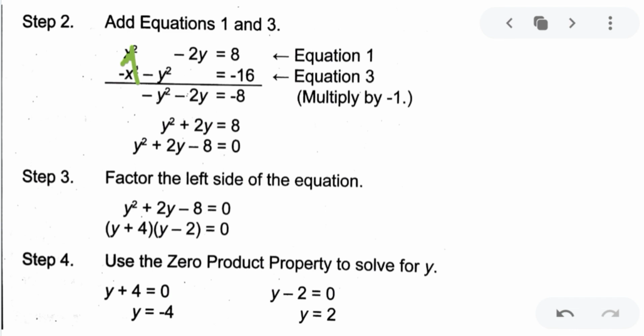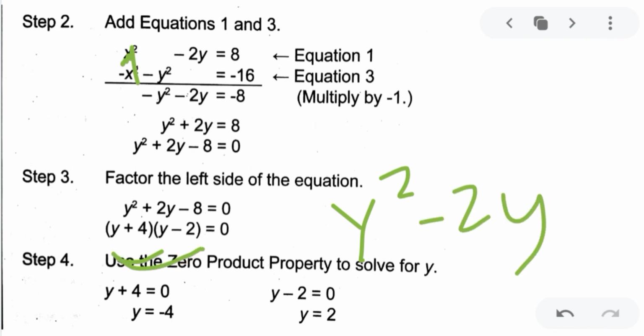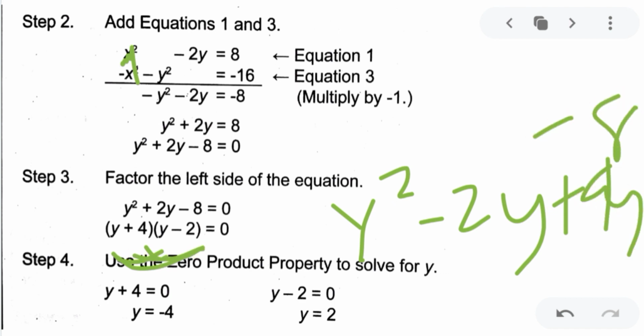As you can see, this one is not a perfect square trinomial nor a perfect square binomial. So we have to do trial and error on this one. The factors that I found for this are y plus 4 and y minus 2. So y times y will be y squared. Y times negative 2 is negative 2y. Y times 4 will be plus 4y. Then 4 times negative 2 will be negative 8. So negative 2y plus 4y will be 2y. Therefore, these factors are correct. Okay?